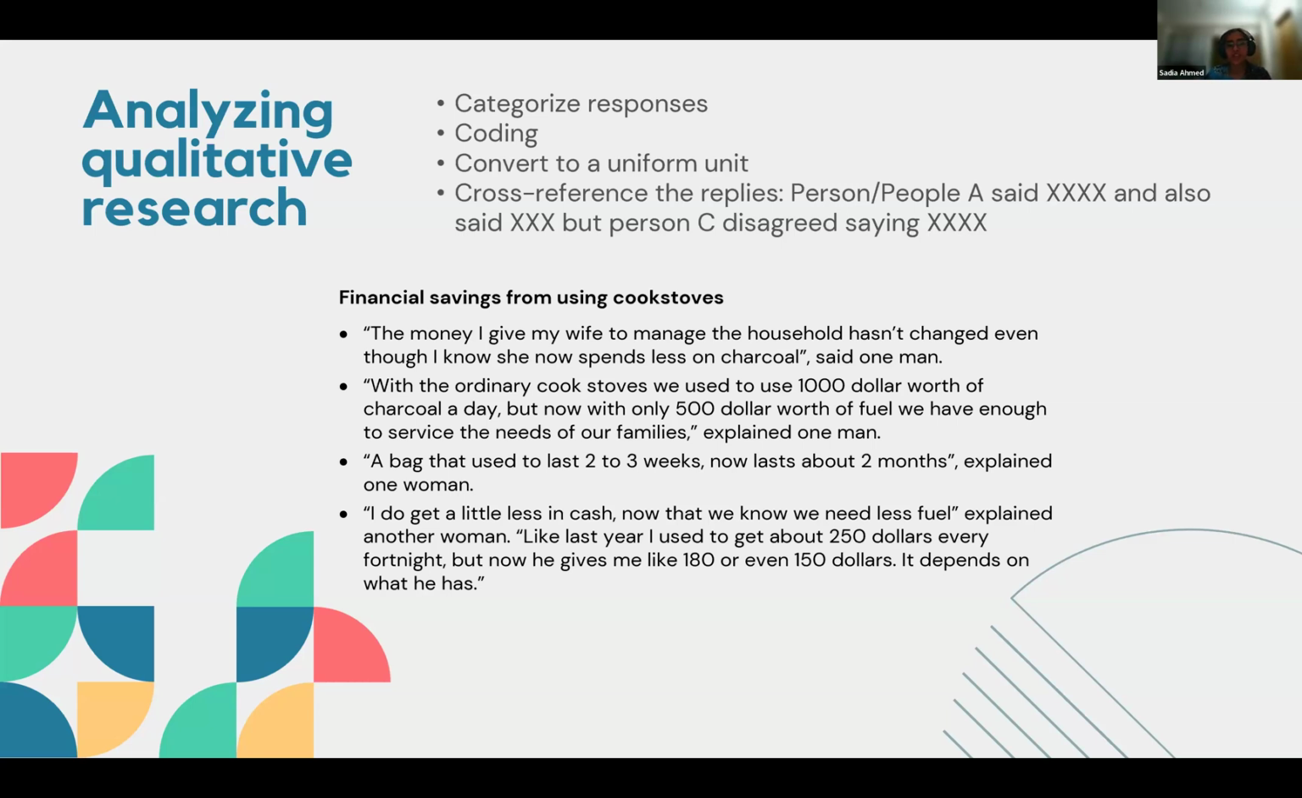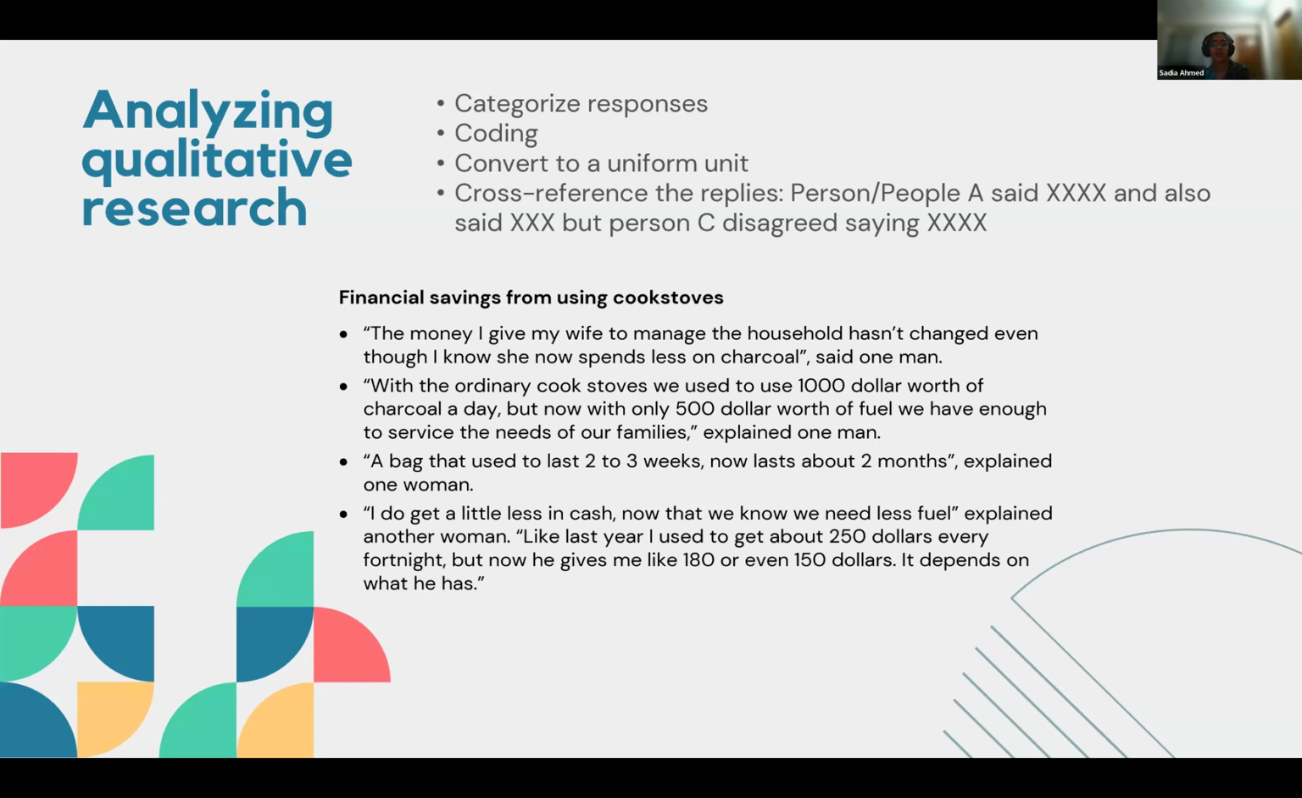So the first respondent talks about the money I gave to my wife to manage the household hasn't changed, although I know she spends less on charcoal. The second person talked about how with ordinary cook stoves, we use $1,000 worth of charcoal a day, but now only $500 worth of oil, so what we have is enough for our families. Another person talked about how we used to use a bag that lasted 2 to 3 weeks, now it lasts 2 months. Another person talked about how she gets less cash now than before because they need less cash for buying charcoal.